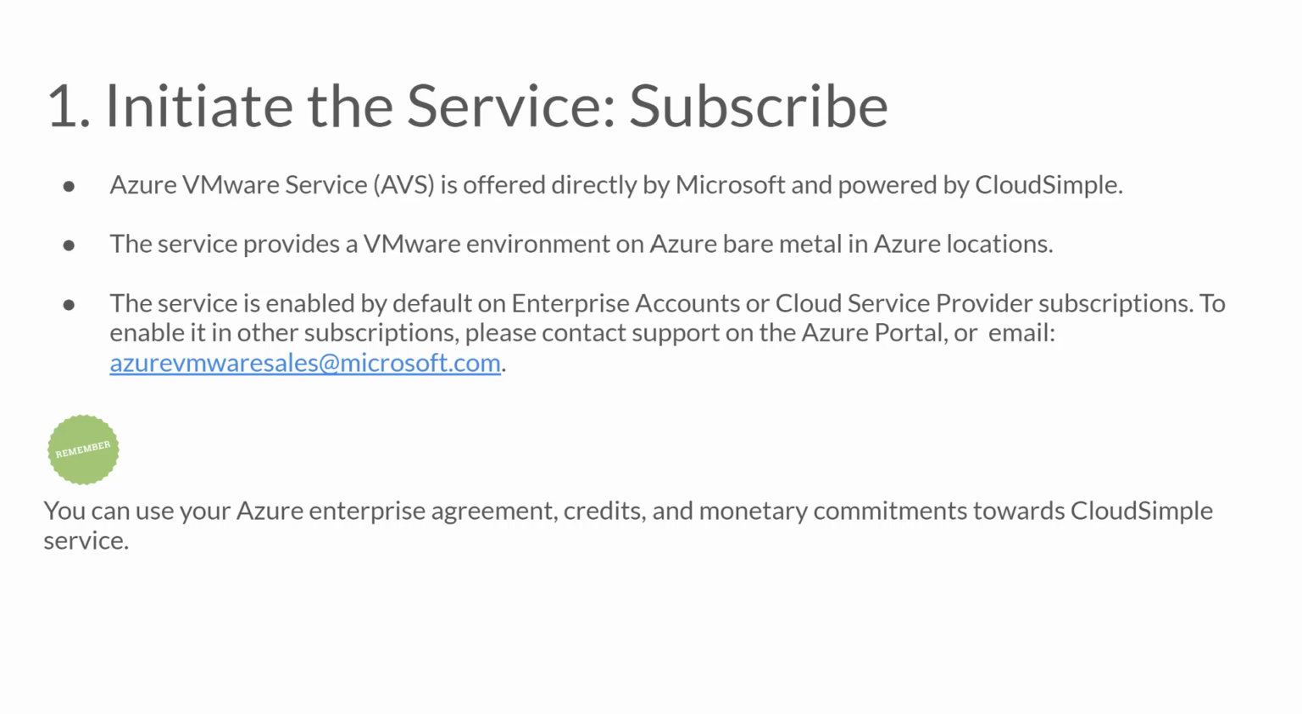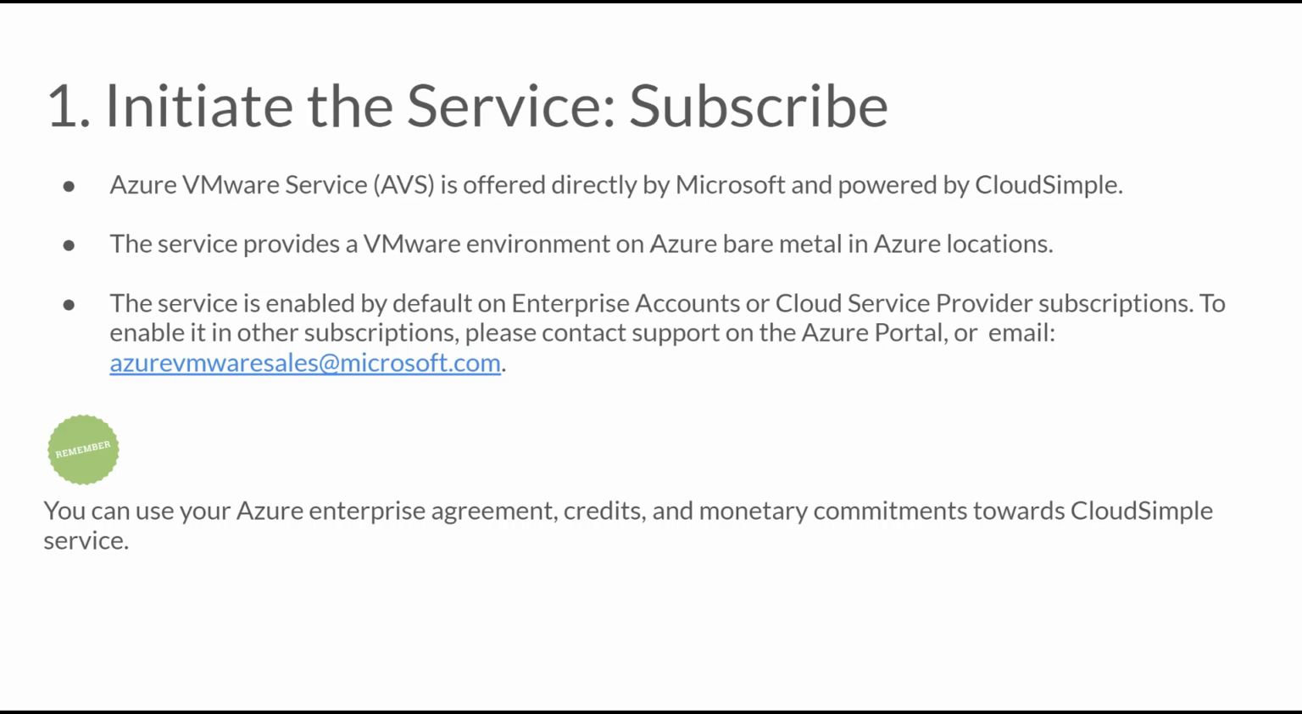To initiate the service, first check if your Azure VMware Solution by CloudSimple subscription is enabled. For all enterprise accounts or cloud service provider subscriptions, the service is enabled by default. If it is not, or for further subscription types, please contact your Microsoft account executive using the email address provided. Remember, you can use your Azure Enterprise Agreement credits and monetary commitments towards CloudSimple service.